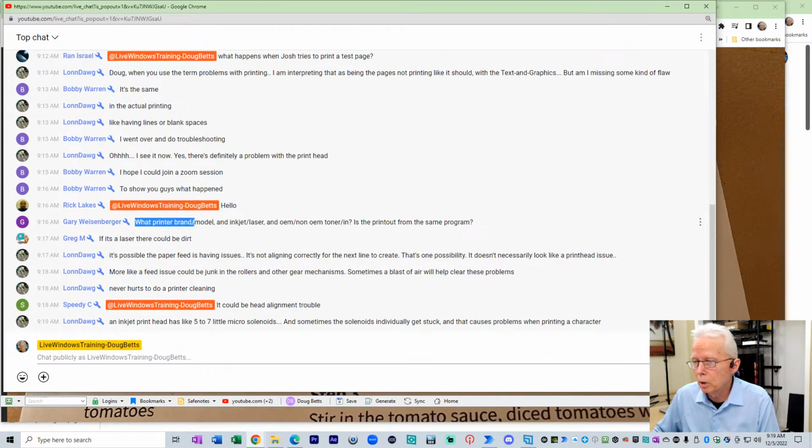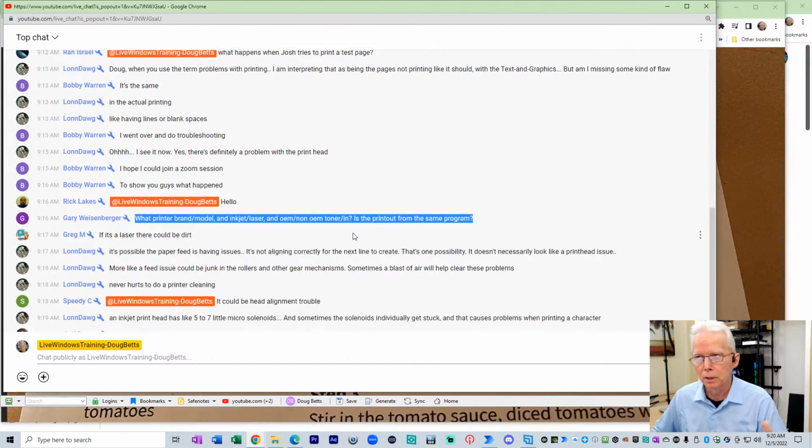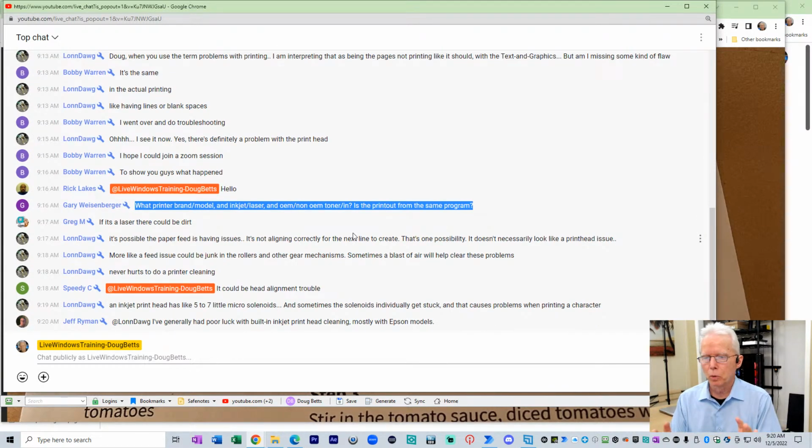Rick, hello to you. What printer brand, model, inkjet, laser, OEM toner? Is an OEM toner in? Is the printout from the same program? Yeah, these are all questions that any technical person would want to ask right back. I want to address the questions as they're presented and respond to those. And the next step will be to get that information from the questioner, because the brand and model is important. Once we get the basics out of the way, which I haven't described yet, what's the first basic that I want to do with this printer, then we go do some Google searches about the printer. We go look at the printer manual. There's a troubleshooting section typically in the printer manual.